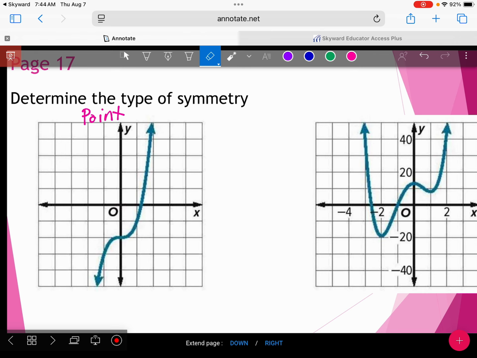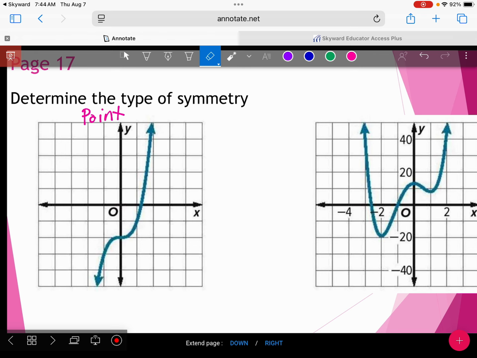Does this flip and line back up? No, I can't make this line back up anywhere. So we know it does not have line symmetry. Does that automatically mean it has point symmetry and we don't even have to test it? Because does this have point symmetry? No. I mean, it kind of looks like it would make a half decent puzzle piece, but that's not symmetry. So it's entirely possible for it to not have any symmetry at all. It does not have to be symmetrical.